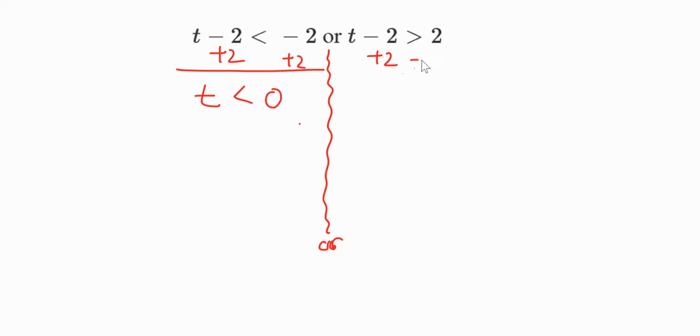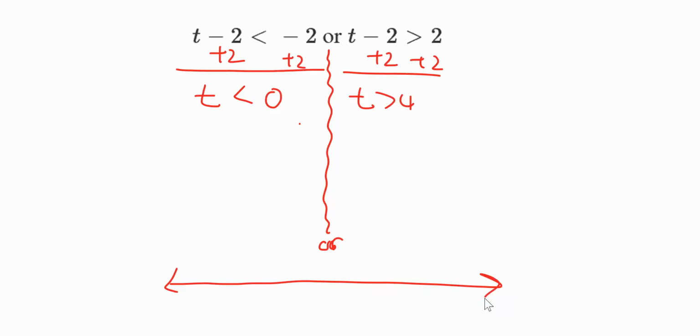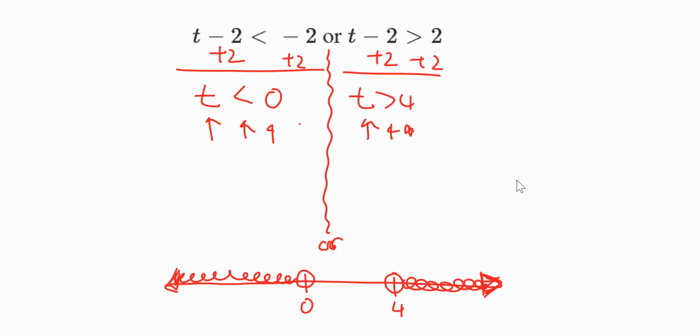If I add 2 to this side, I'm actually going to get t greater than 4. So just as a little graph before I make the actual graph, I'm saying at 0, t is less than 0. So I'm going to do an open dot at 0, and I'm going to go to the left. On the other hand, t greater than 4, I'm going to have an open dot at 4. I'm going to go greater than, so it's going to go off to the right. Again, going off that way. Okay, so I've solved it. I've done it.